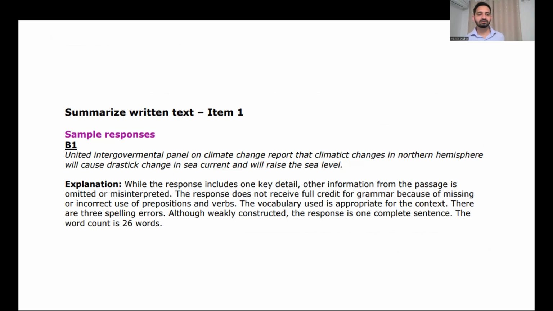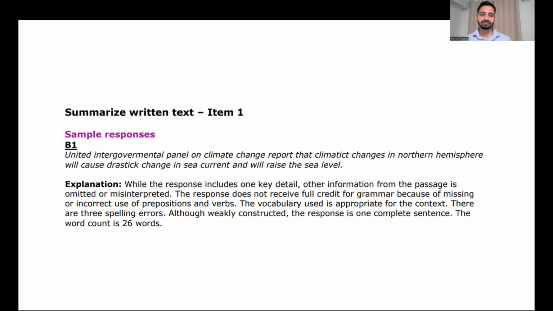So in terms of B level, look at the summary. This one talks about United Intergovernmental Panel on Climate Change report that climatist, there's some spelling mistakes as well, but let's just look at the content here. Changes in Northern Hemisphere will cause drastic change in sea current and will raise the sea level.